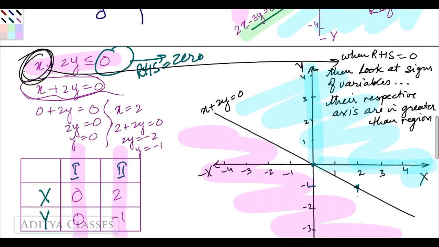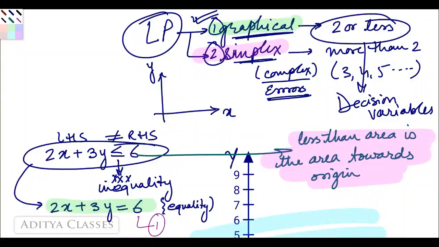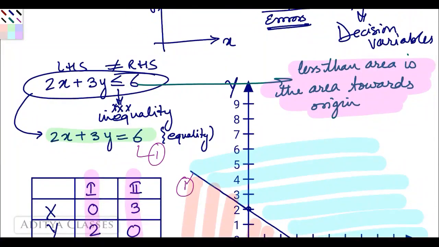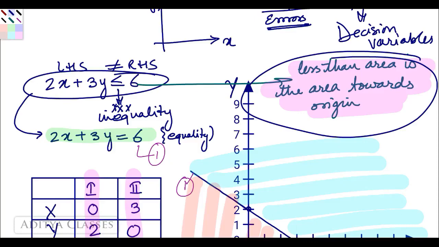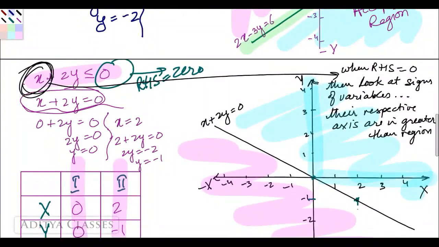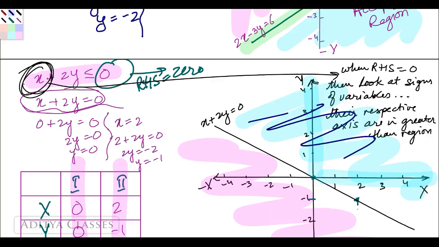Now just remember, we have two situations. One is where RHS is some number. So if it is a number, my golden rule is less than area is towards origin. Now if someday it happens so that your RHS becomes 0, then how do I find out less than or greater than area? Look for the signs of these variables. X is positive, so wherever you have your x positive axis, that will be your greater than area. So this is my area. This area becomes greater than. This is my greater than area this time. Fine.